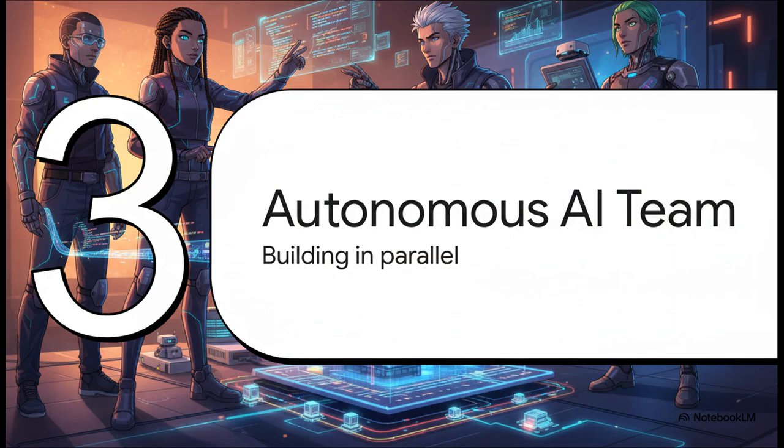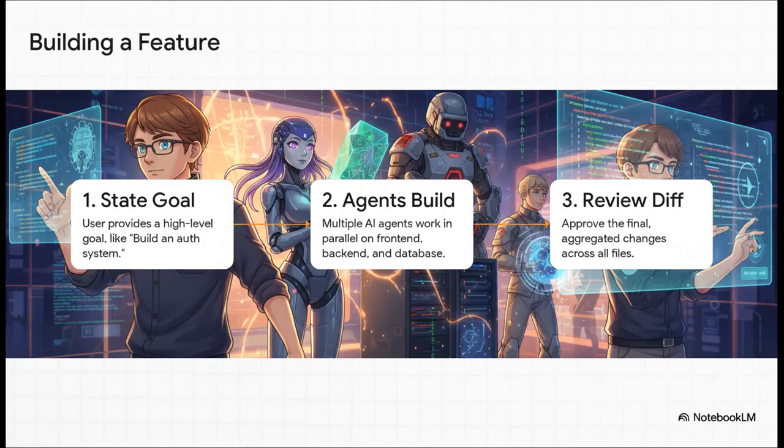All right, so we've seen the engine. It's a beast, but what can you actually do with it? This is where that whole idea of an autonomous AI team really comes to life, because we're talking about multiple agents building features at the same time. Imagine you give it a big, high-level goal, like build a full authentication system. Instead of one AI trying to tackle that huge task, Cursor spins up a team of agents. One starts working on the front-end UI, another builds the back-end API, and a third sets up the database. They're all working in parallel. Once they're done, you just get a single aggregated list of all the changes to review and approve.